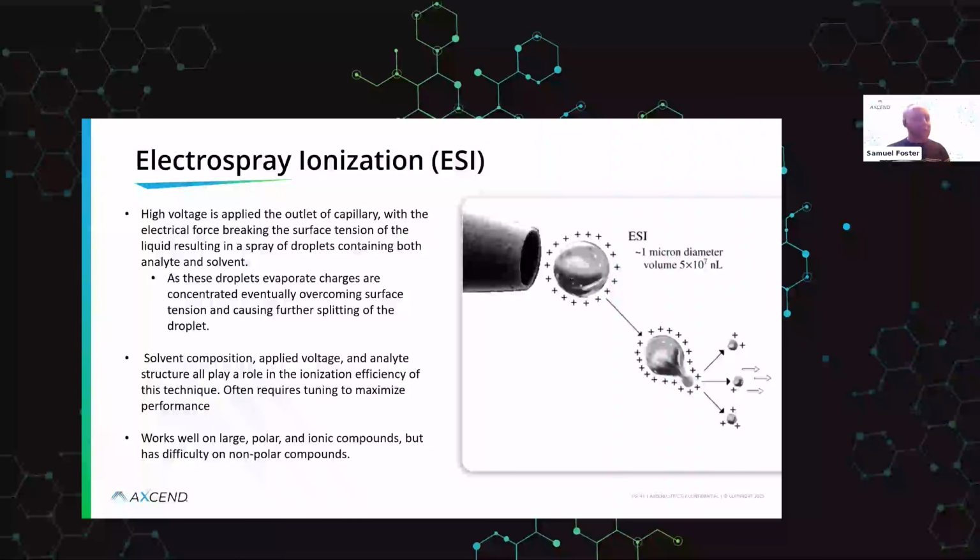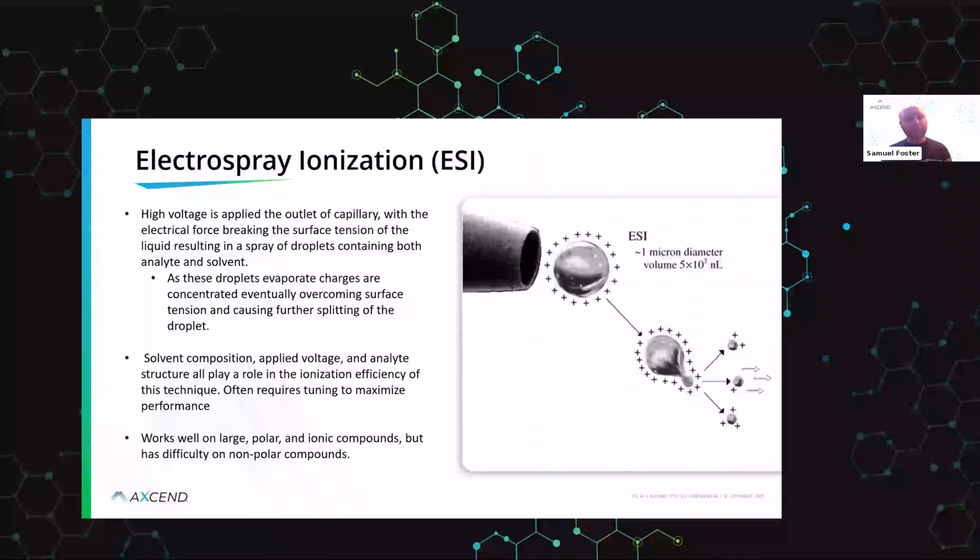So when you're working with electrospray ionization, which is in this case one of the more common forms, and in fact often used with these lower flow rates, you apply a high voltage to a capillary. There, the electrical force breaks the surface tension of the liquid, resulting in a spray of very small droplets that contain both your analyte and your solvent. As these droplets start to evaporate, they concentrate the charges in, which eventually again overcomes surface tension and explodes the particles into even smaller droplets.